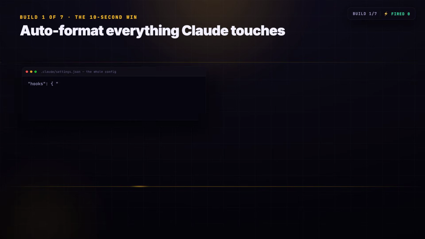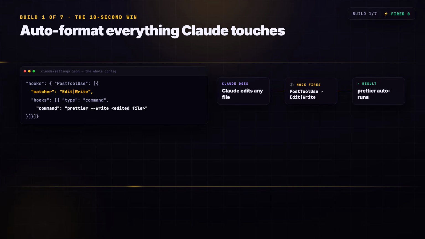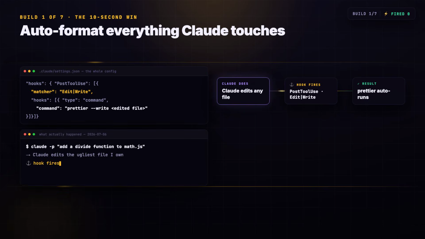Build one, the 10-second win. Auto-format everything Claude touches. Here is my test file, and yes, it is disgusting on purpose. Missing semicolons, broken indentation, brackets on random lines. I wired one hook. On the PostToolUse event, matching Edit or Write, run prettier on whatever file Claude just changed. That is the whole config, 6 lines of JSON.